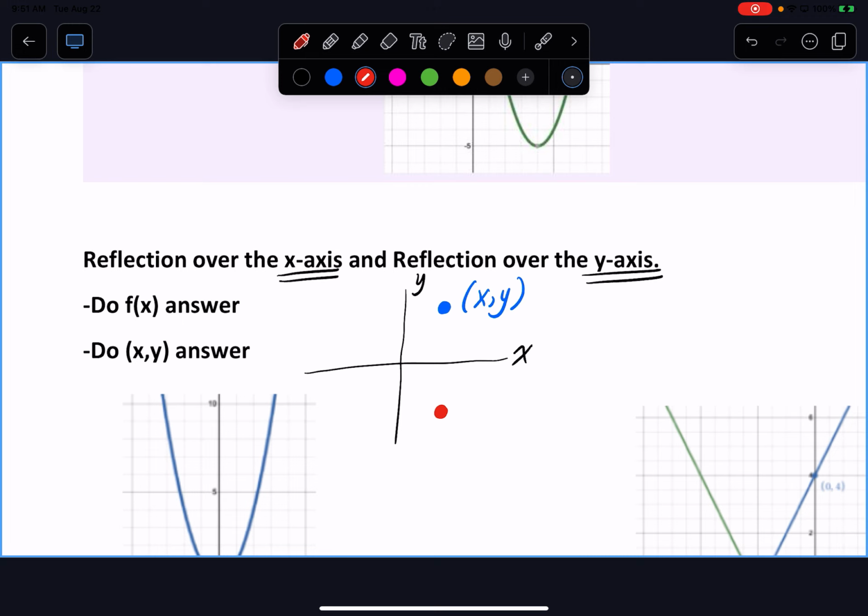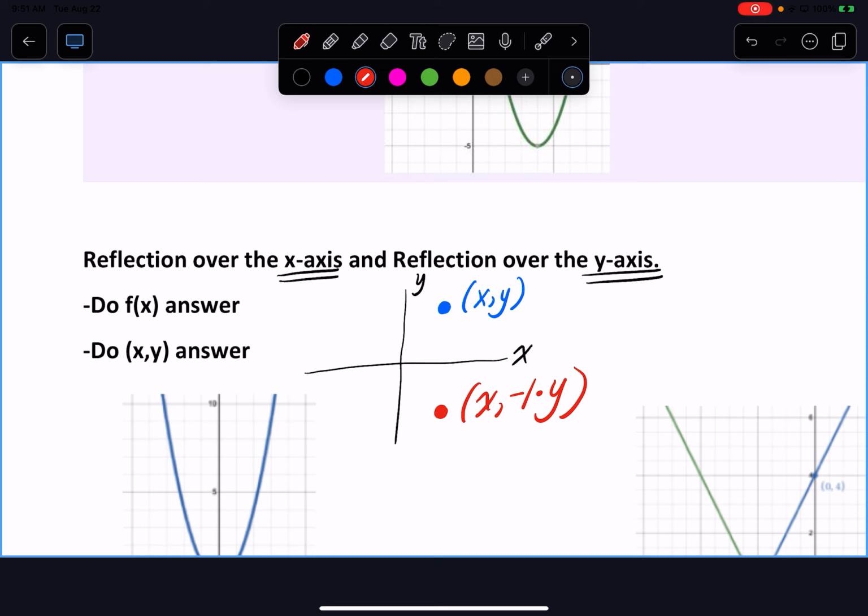Does x actually change? No, x is still in the same location. But what happened to our y's? They're reflected. Aren't they literally the exact opposite? So they're actually getting timesed by -1. So I write -1 times y.